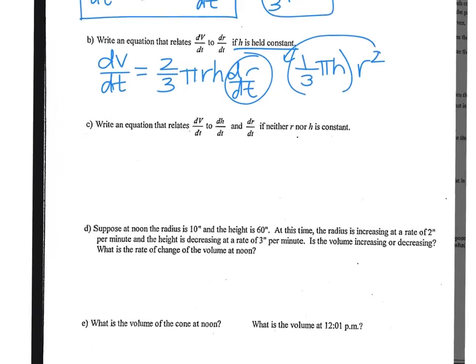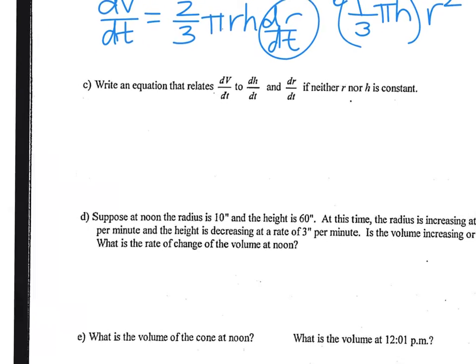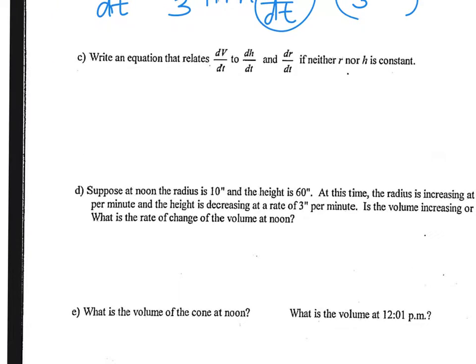Now the next one, you might like the next one better, even though it's harder than the other two. We are now going to take the derivative of volume with respect to t, and nothing is going to be a constant. They're both variables. So when they're both variables, you're going to have to do product rule here.